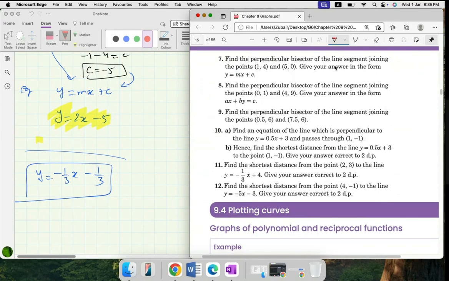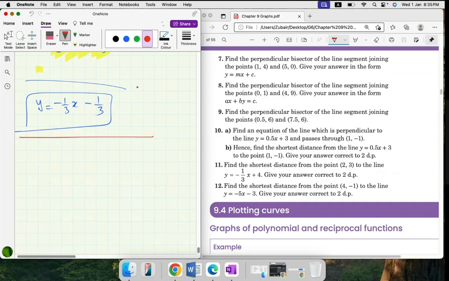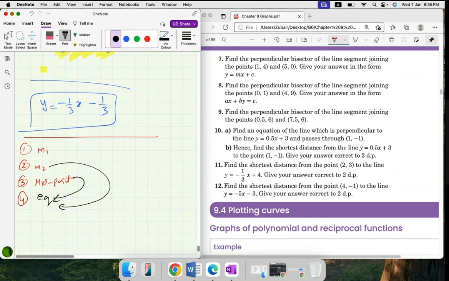Find the perpendicular bisector of the line segment joining these 2 points. A perpendicular bisector has to be perpendicular and pass through the midpoint. So there were 4 steps. Step 1, you can change the order as well, we find M1. Step 2 is M2. Step 3 is the midpoint. And then step 4 is the new equation. For this equation, you will use this midpoint and the new gradient for the new perpendicular equation.